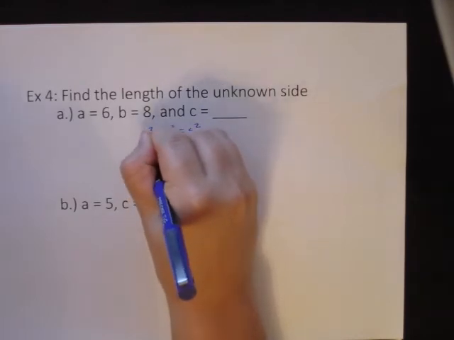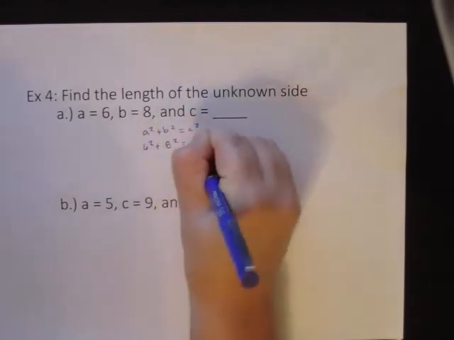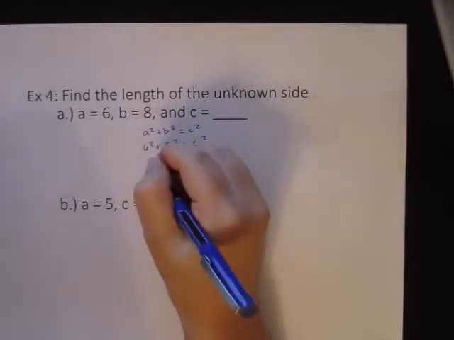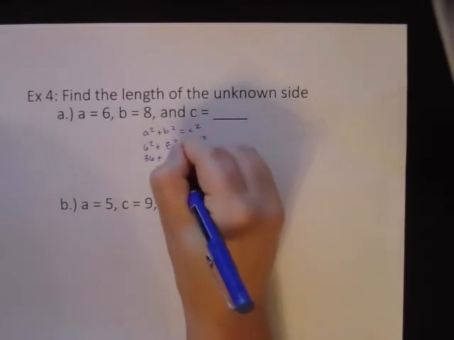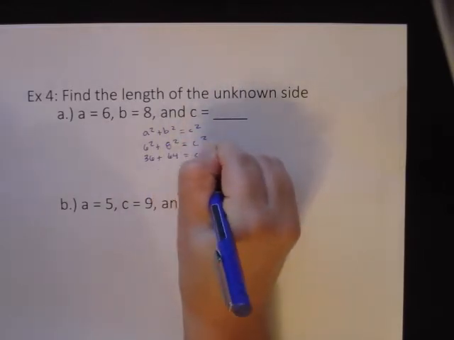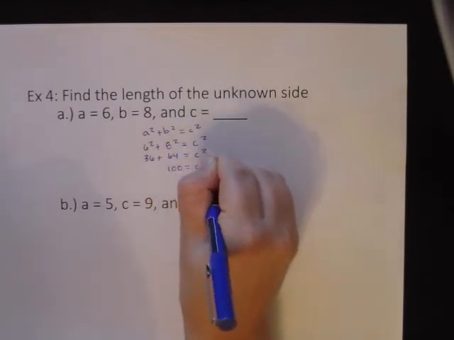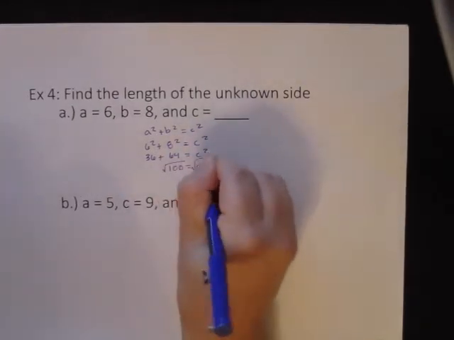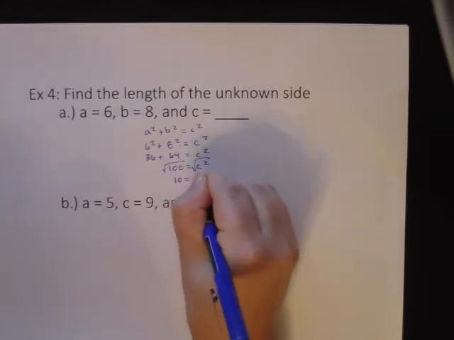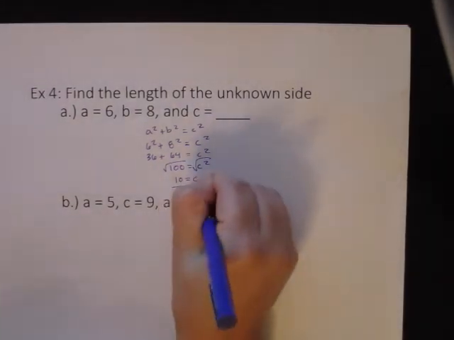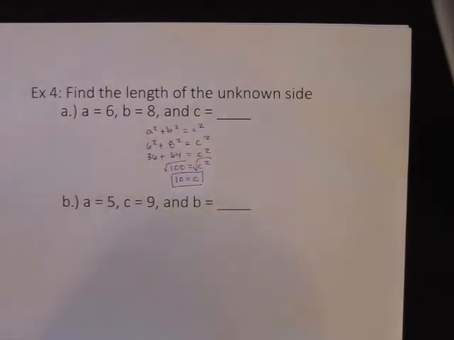So you go 6 squared plus 8 squared equals C squared. Once you write your formula, it becomes a simple plug and chug. 6 squared is 36 plus 8 squared, which is 64, equals C squared. And 36 plus 64 is going to be 100 equals C squared. Then I take the square root on both sides and I get 10 equals C. Now, even though I took the square root, distance and length can never, ever, ever be negative. So my answer for C is going to be 10.